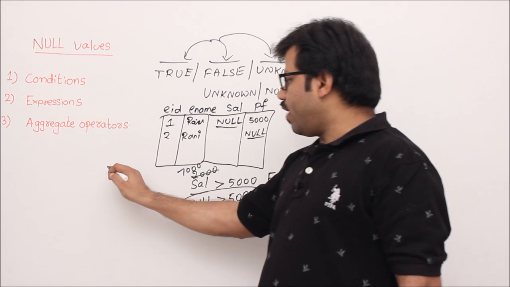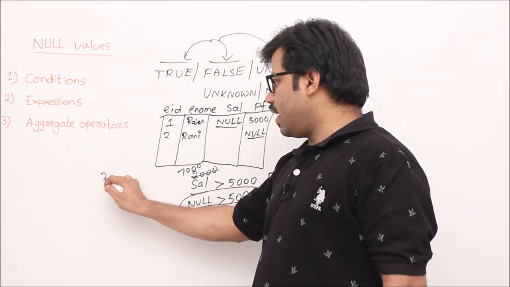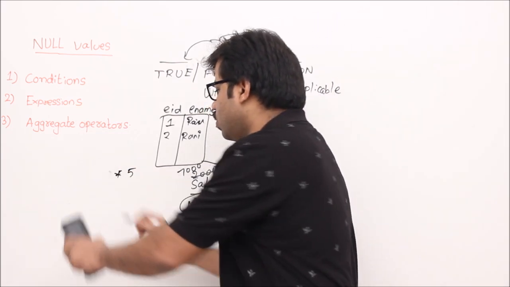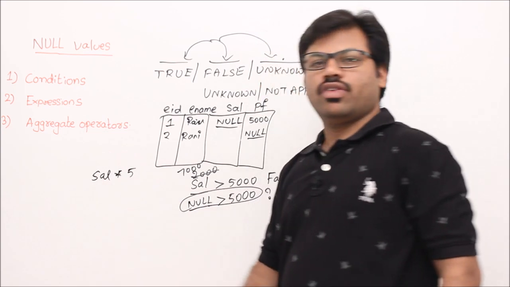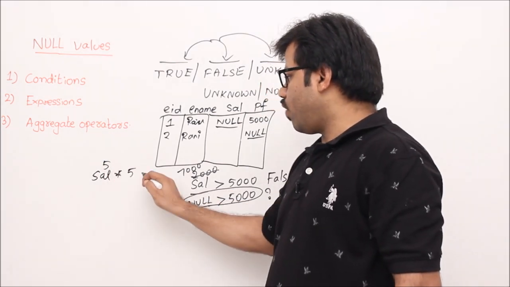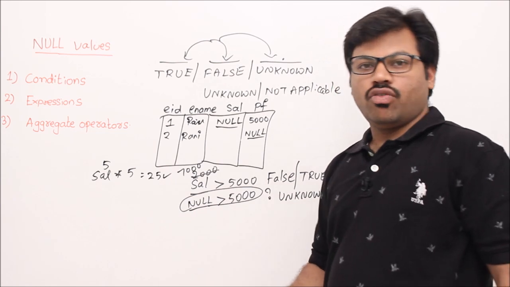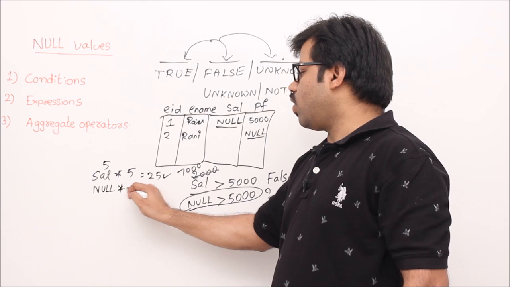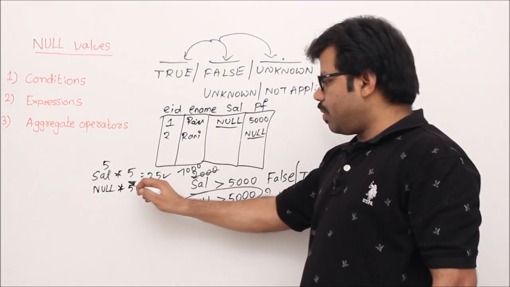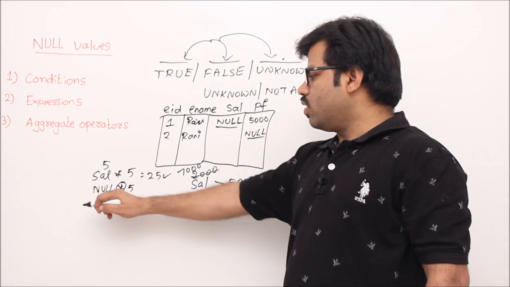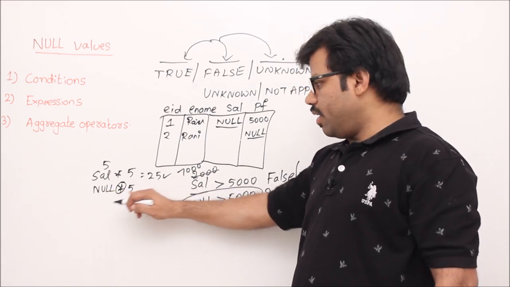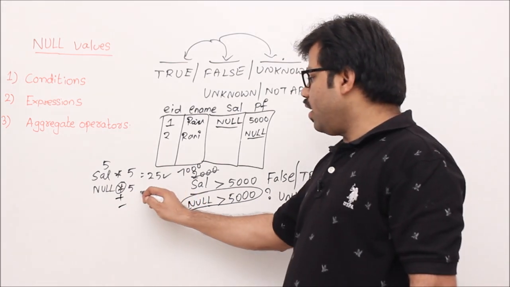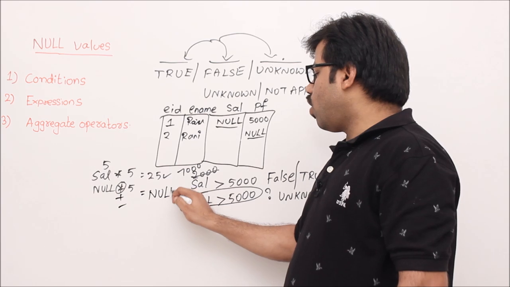Second thing, for example, you have some expression or multiplication like x into 5, where x is, let's say, salary. So what about salary into 5? If salary is, let's say, 5, then 5 into 5 is 25. For general values we know, but what if the salary value is null? What is null into 5? Remember one thing: with any operator, null into 5, null plus 5, null minus 5, anything, everything will be evaluated to a value called null.